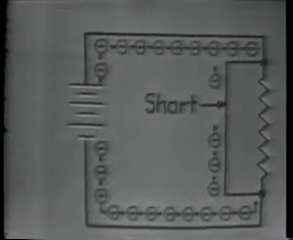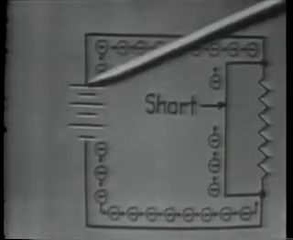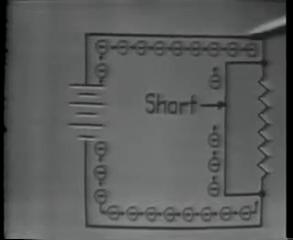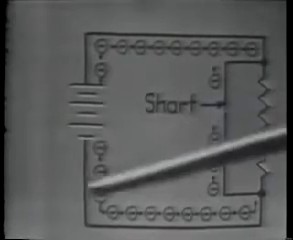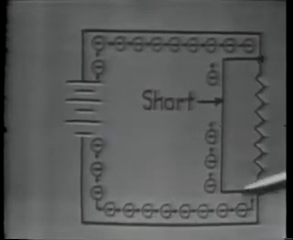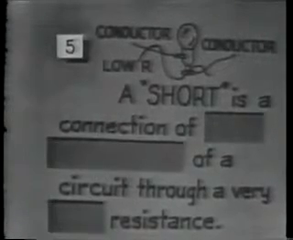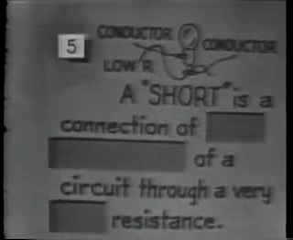A short amounts to connecting two conductors of a circuit through a very low resistance. In this case, the two conductors are the wires connected from the battery terminals to the terminals of the resistor. The low resistance is the wire that connects the terminals of the resistors together. And now you do this one. It's listed as number 5 on your response sheet.